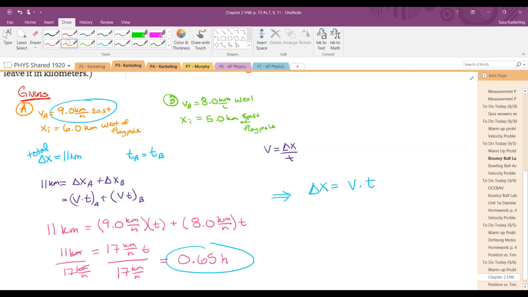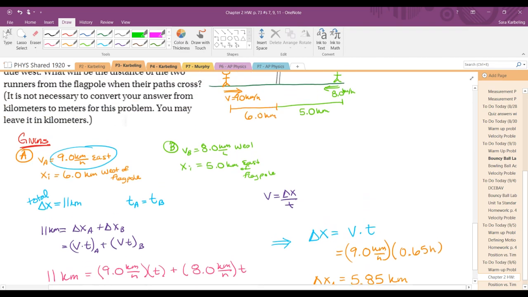Okay. The velocity is 9. The time is 0.65 hours. How far did person A go? 9 times 0.65? Plug it in, friends. 5.85. 5.85 what? Kilometers. So is that the right answer? No. We're close, though. We are so close.